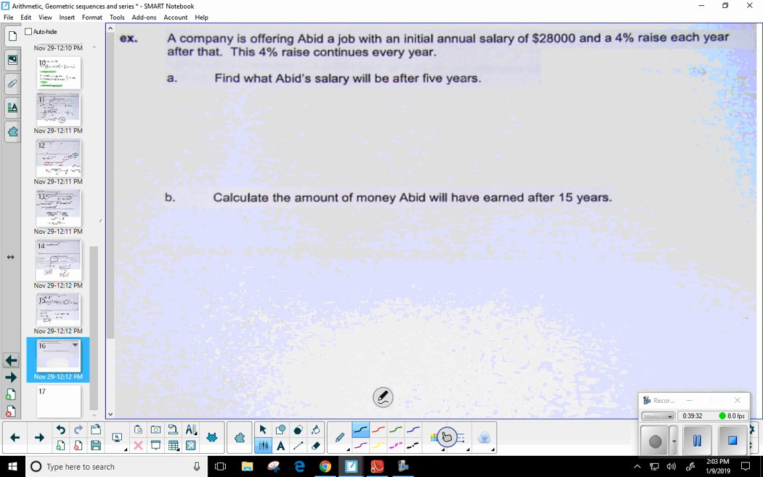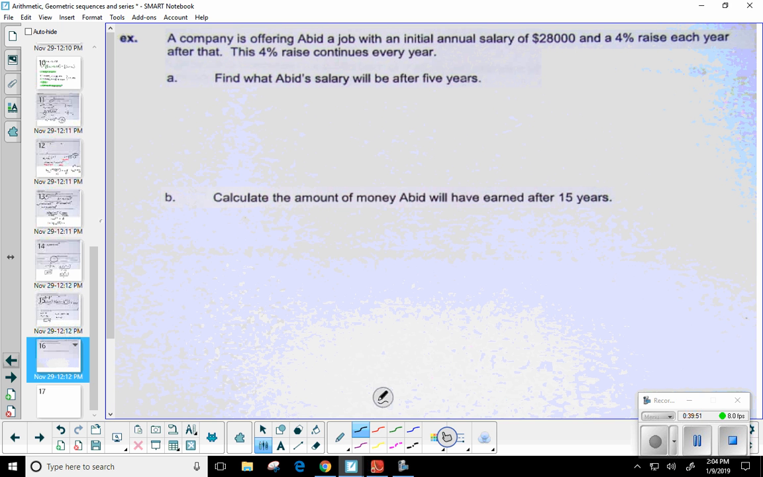I already have one person shaking his head no. What would you guys think? Yes or no? Would I want to use one of those summation formulas we were just looking at? No, because they're not going to wait until 5 years to give him his accumulated value. We just want to know how much he's going to be making at the end of 5 years.